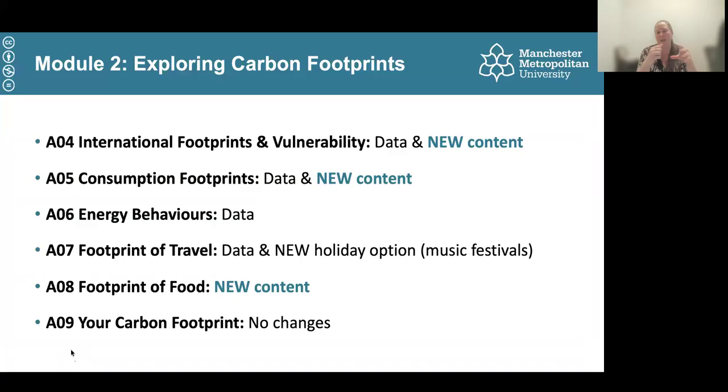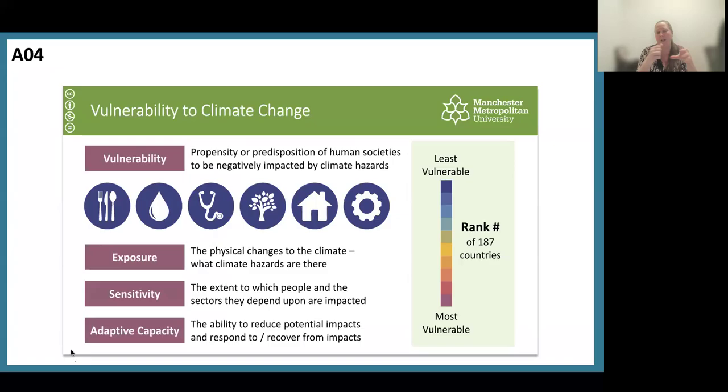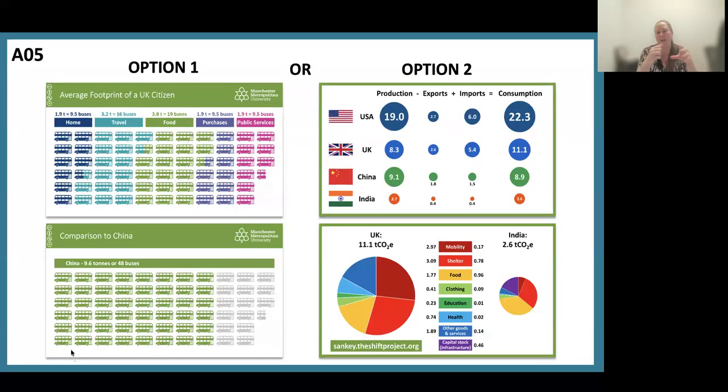So module 2, we've got data updates across the board and a little bit of new content. Next slide, please. In international footprints and vulnerability, we've added in a slide that helps explain what vulnerability is. That was something just done on the cuff before. Next slide, please. In consumption footprints, we've added an alternative option. Not everyone liked the buses visualization, and there is finally a fantastic and regularly updated data set of consumption footprints. So we've created an alternative activity, a short presentation based on that.